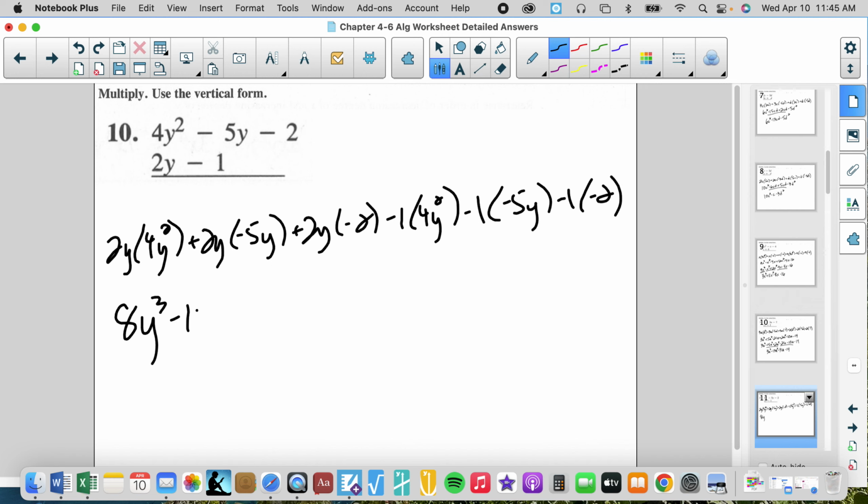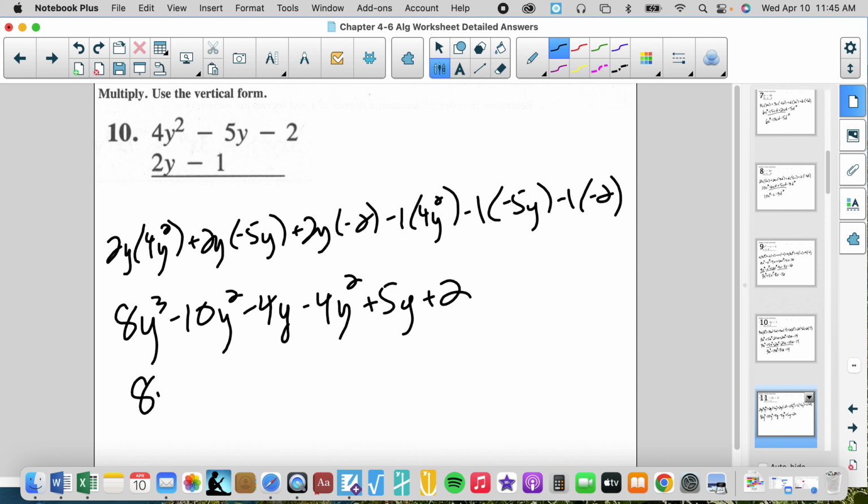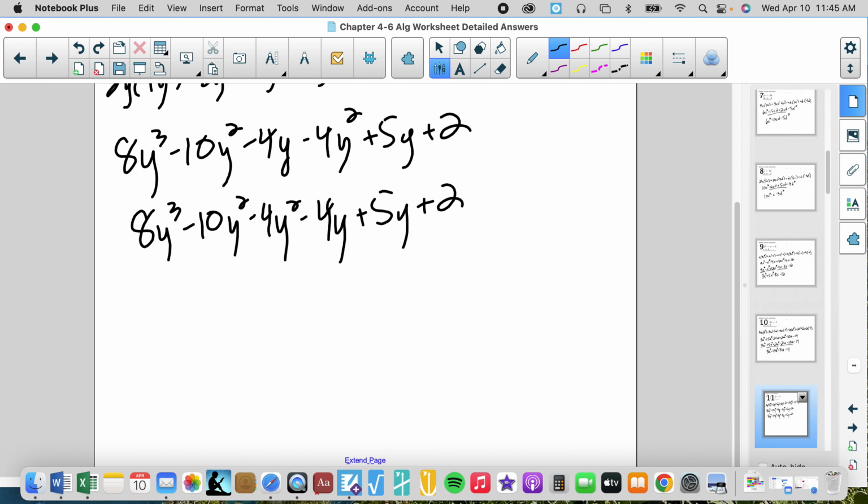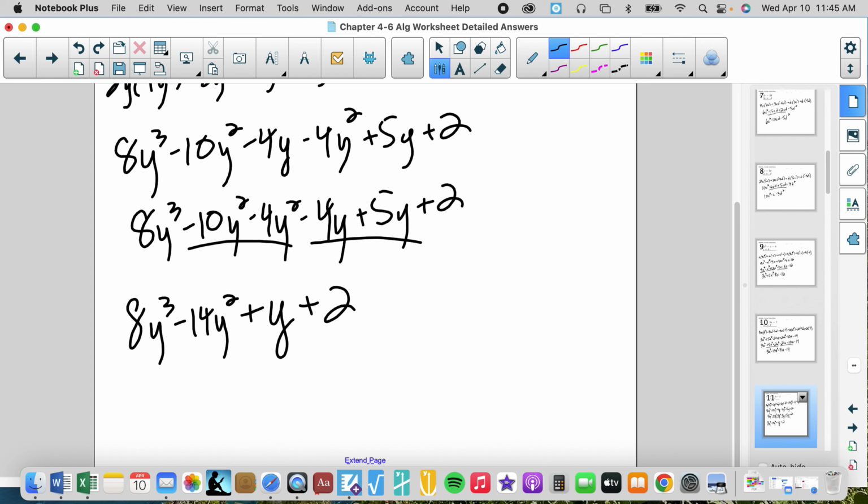8y to the third minus 10y squared minus 4y squared plus 5y plus 2. 8y cubed minus 10y squared minus 4y squared minus 4y plus 5y plus 2. No like term for 8y to the third. We have like terms. Combine their coefficients. We have like terms. Do not write a 1. Just write y.